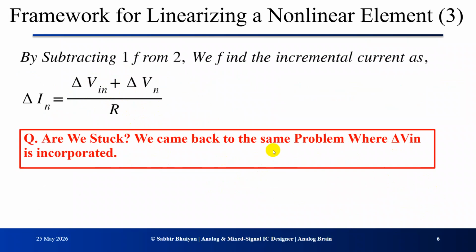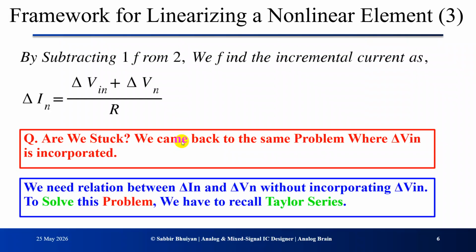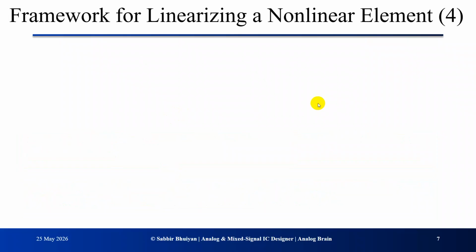So now we hit a major problem. The nonlinear relation still contains the original nonlinear function, and the input signal variation still appears inside the equation. So we are stuck again. That's the truth. We need a method to isolate delta I and delta V without carrying the full nonlinear expression everywhere. And this is exactly where mathematics saves us. To escape from this problem, we need the Taylor series. So we need a relation between del In and del Vn without incorporating del Vin. To solve this problem, we have to recall our Taylor series. That's a must.